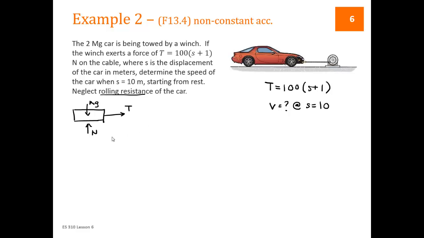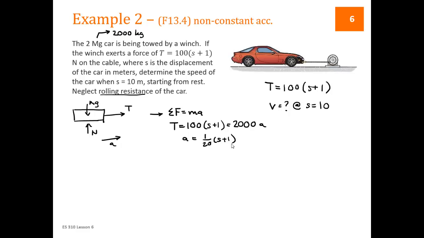Okay. It's accelerating in this direction. So we write Newton's second law for that direction. The sum of the forces, the only force acting in that direction is T, which is 100 times (s plus 1), is equal to the mass, which is 2 megagrams. 2 megagrams is 2,000 kilograms, and we want our masses in kilograms. So that's 2,000 times a. So a is equal to 1/20 (s plus 1).